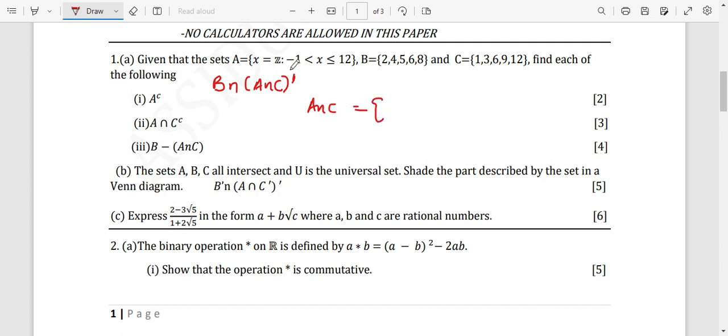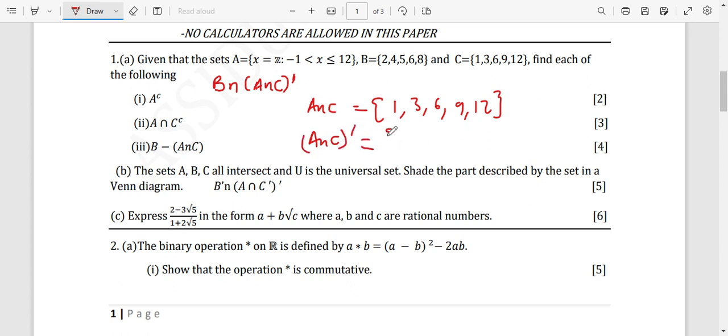Now what will be the elements? We know that A is starting from 0 all the way up to 12. Intersect C. So what is common in both? We have got 1, 3, 6, 9, and 12 in both. So this is A intersect C. But remember we want A intersect C complement.